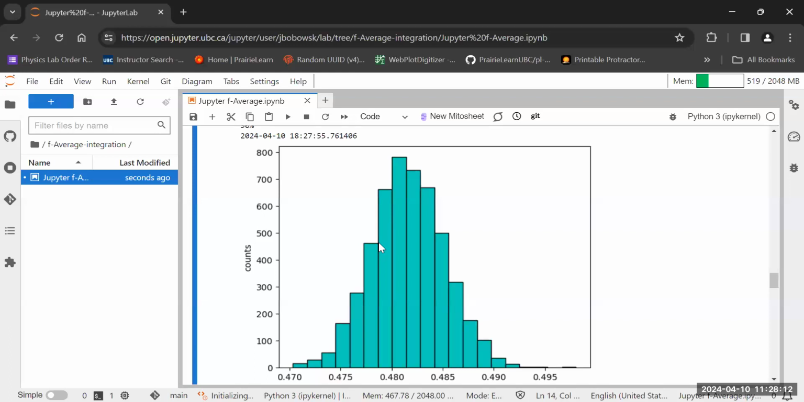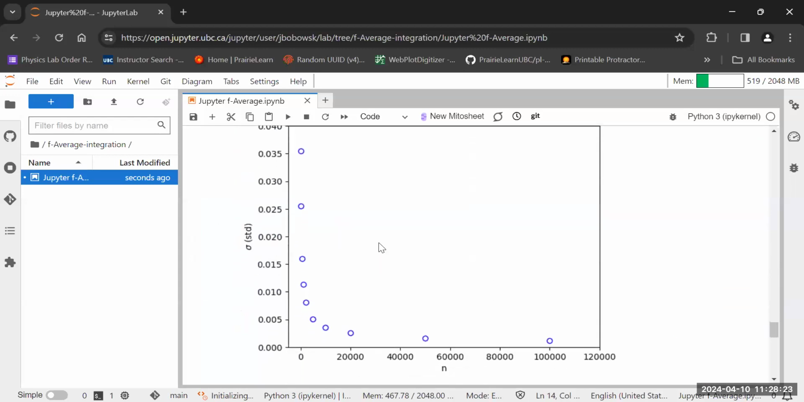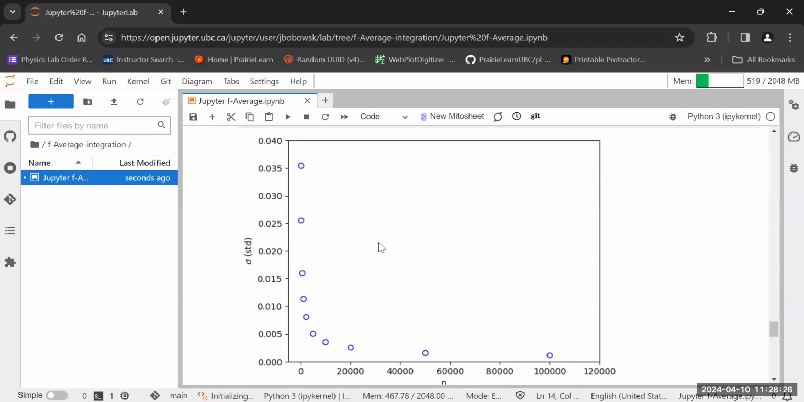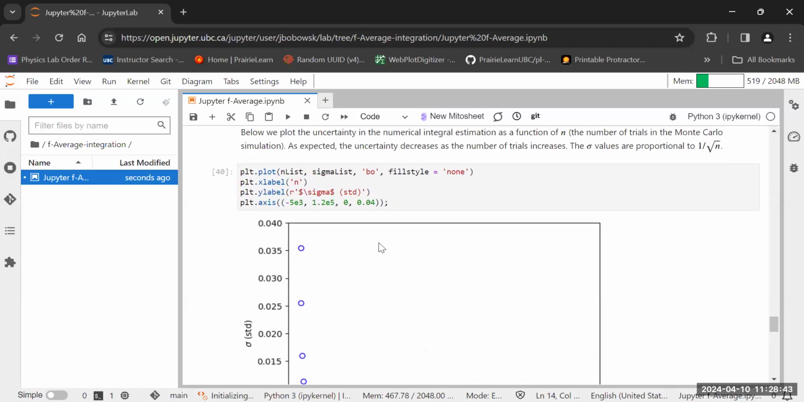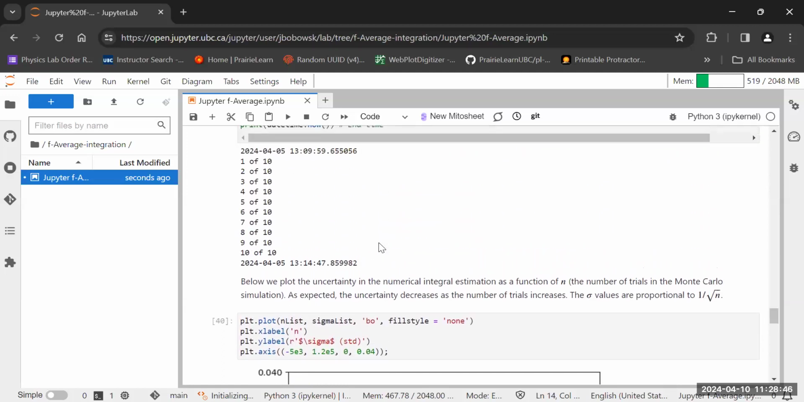So that's good. And then this standard deviation is an estimate of our uncertainty in the value of the integral. I won't go through all of it again, but I did that process where we calculated the integral 5,000 times for n equals a bunch of different values, from small values all the way up to 100,000. How long did it take to do this? It took less than 5 minutes.